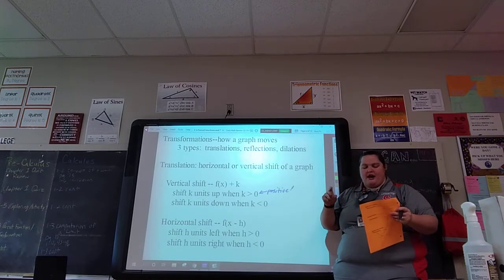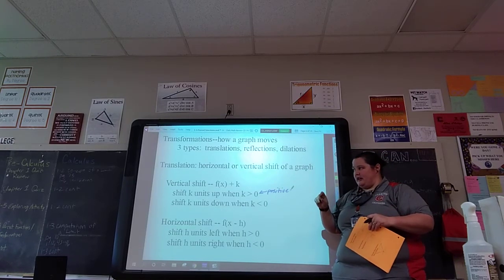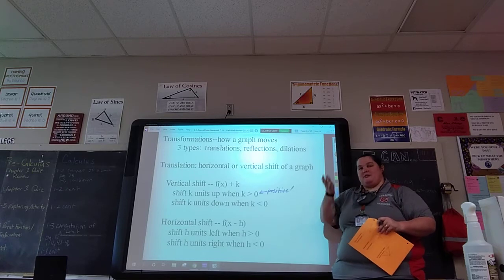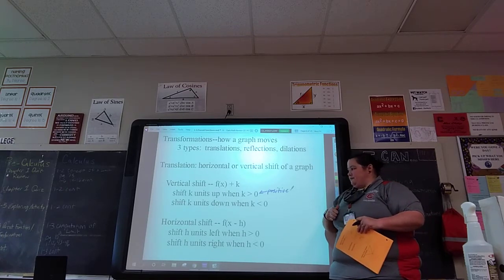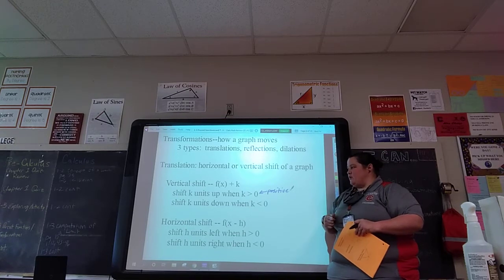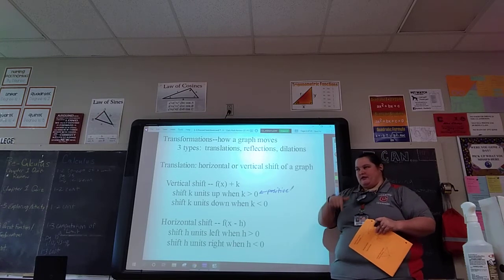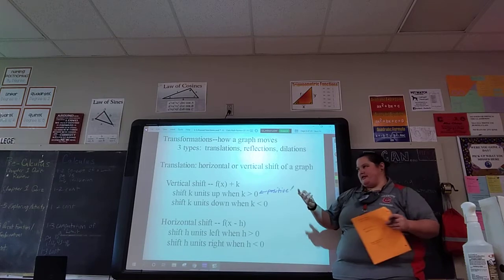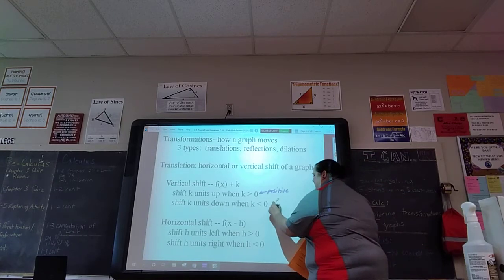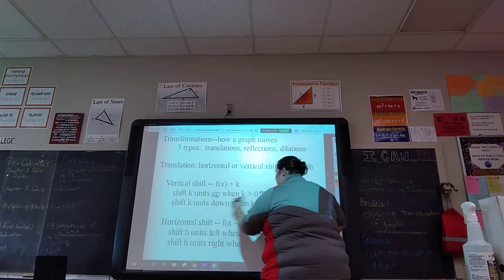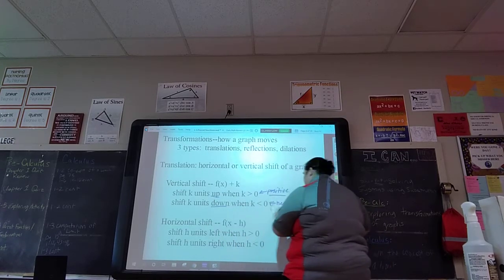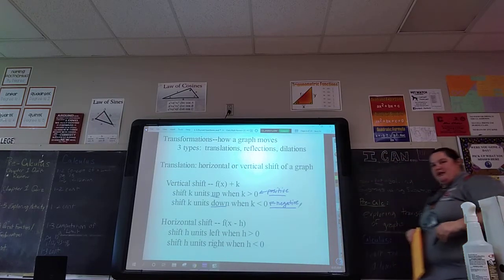Which you'll see with my little snip that I did for that last slide, that plus 3 made the blue graph go up 3 units. Now if I made it negative, it would shift it down instead. So if it was -3, it would have gone down 3 instead of up 3. So if k is negative, it shifts it down. So up, positive; down, negative. That's straightforward, that makes sense.